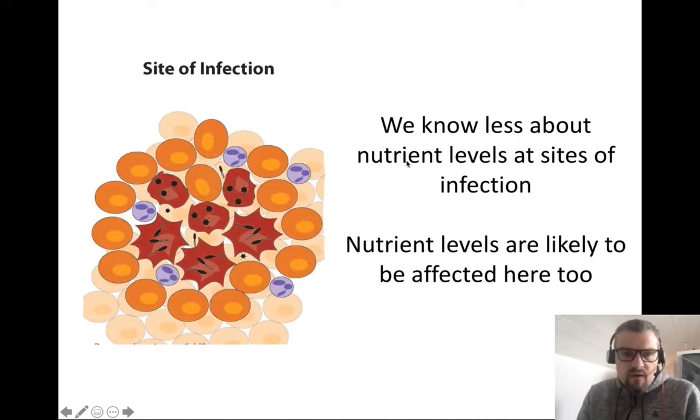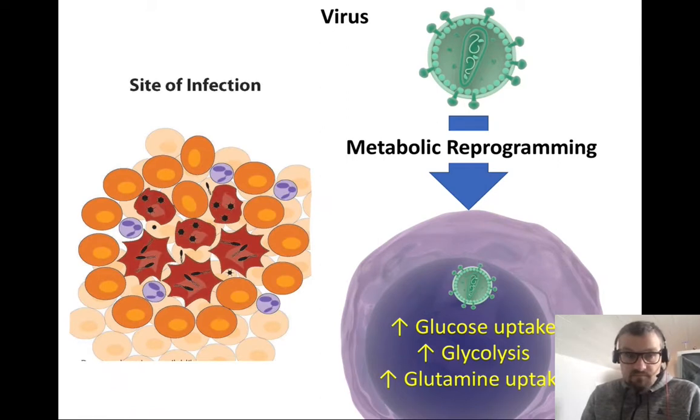Again, as I said before, we know less about the nutrient levels within the site of infection, but they are likely to be affected here too, especially when you have a pathogen that also has a similar fuel preference to the immune cells, like for glucose. Also, it's interesting to know that other pathogens, like intracellular pathogens, actually change the cells that they infect to ramp up their metabolism.